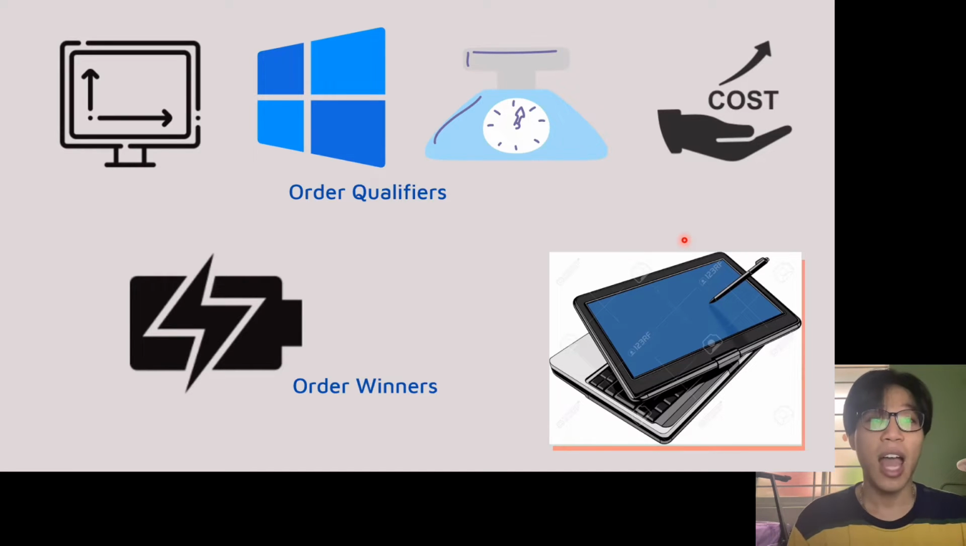Such features are what you're looking for in a computer, called qualifying dimensions. However, among the list of appropriate computers, you select the one that has the longest battery life. So that is the criterion for the order winner.